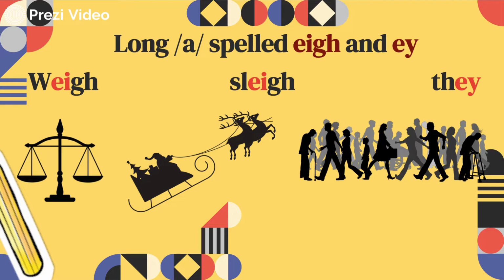And the last word is the word they. As you can see, I have EY at the end. So they here is a pronoun, and it is used to talk about a group of people. We say they.